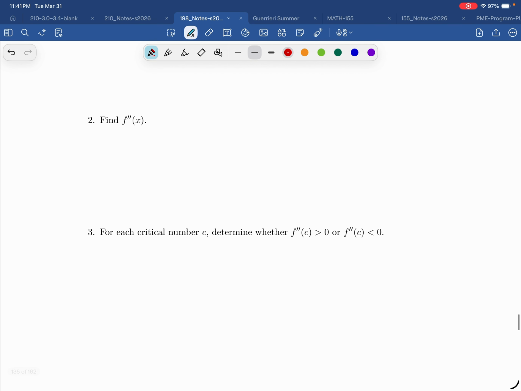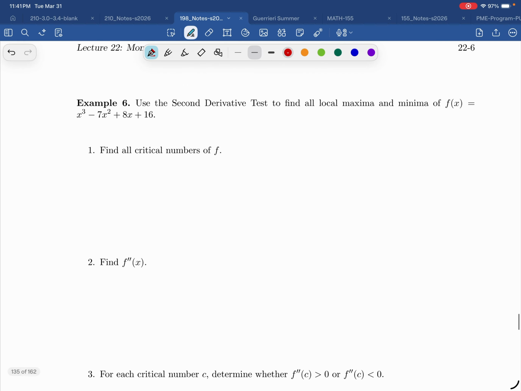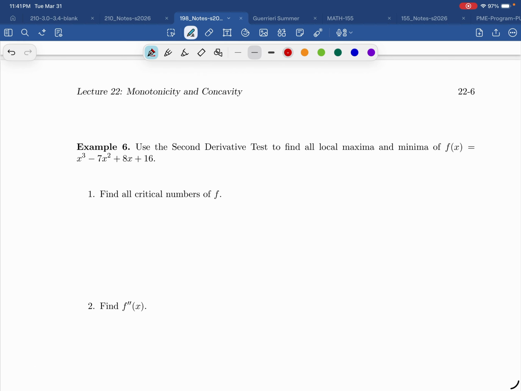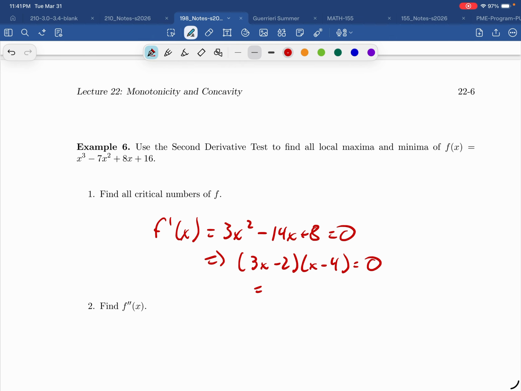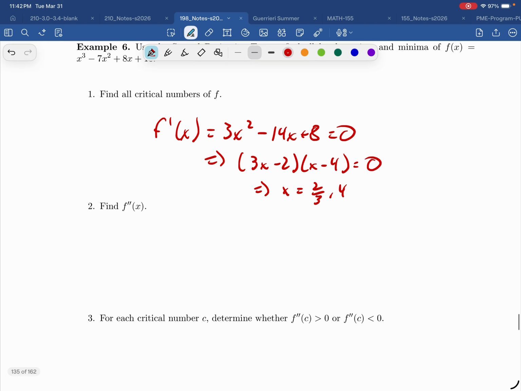So really quickly, let's just do this guy. Second derivative test, right? Find all local maxes and mins. So here we're going to take the derivative, set it equal to 0. We already know this, we're going to get this guy. We factor it, we already know how to factor. And then we just take the second derivative. f double prime of x is going to equal 6x minus 14.